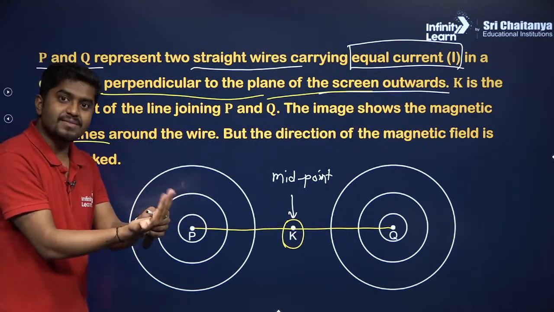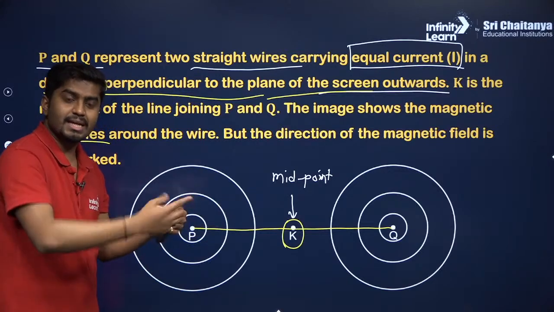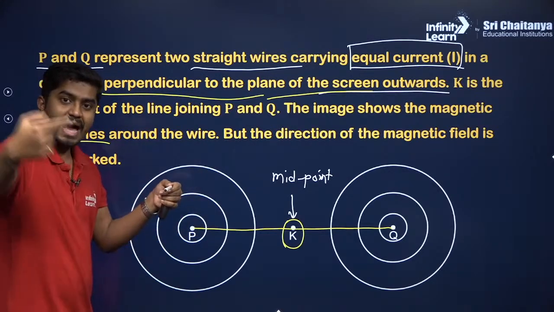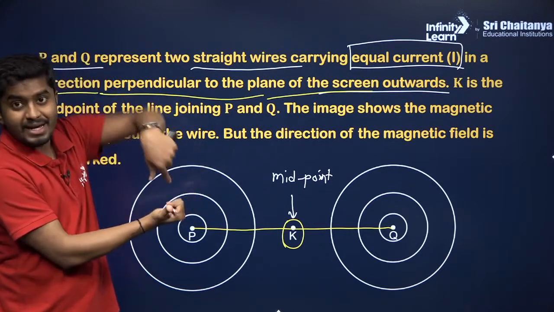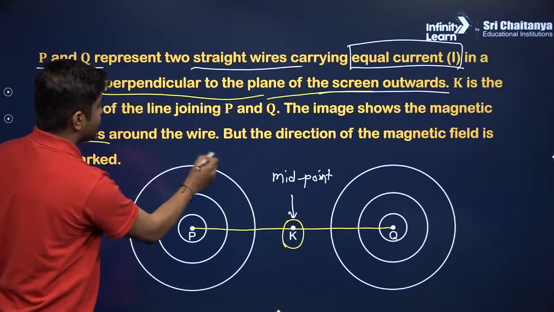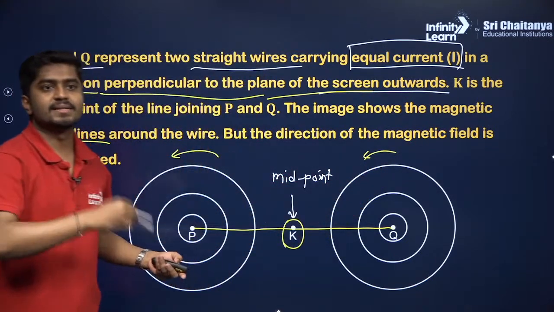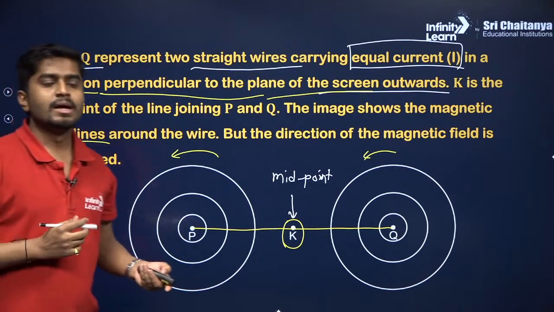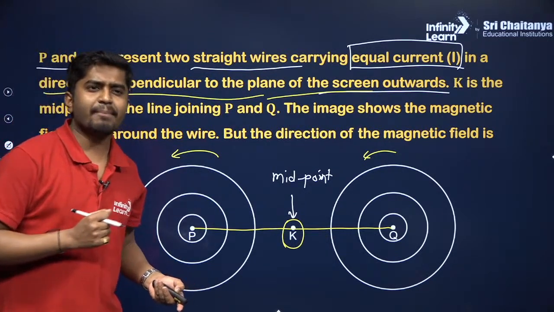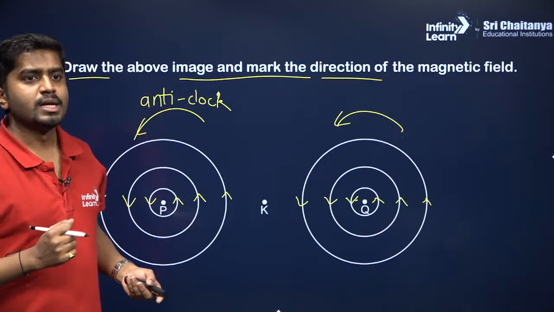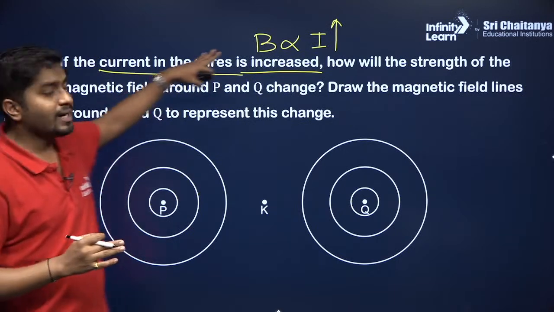So where are these fingers? The fingers are curling. Can you see? And when you look at it from the camera point of view, it will look something like this. So this is nothing but anti-clockwise. Understood now? Is B directly proportional to I by R? No. The magnetic field is simply directly proportional to the current.